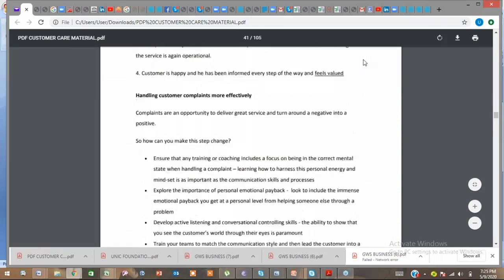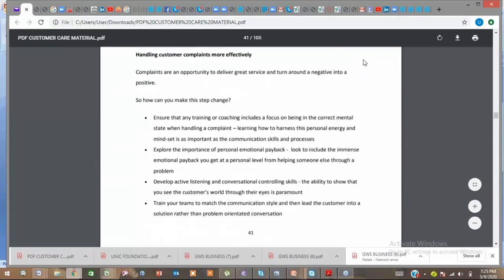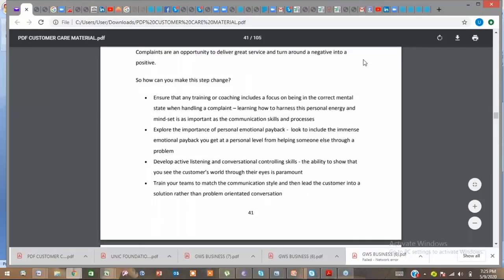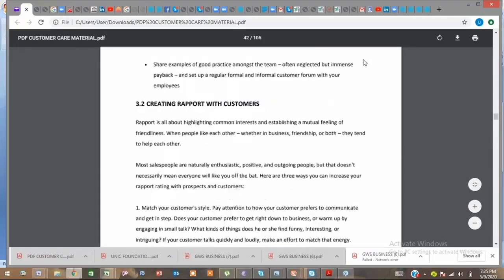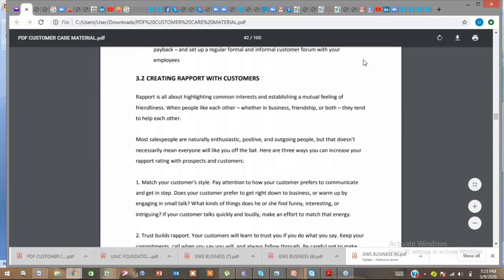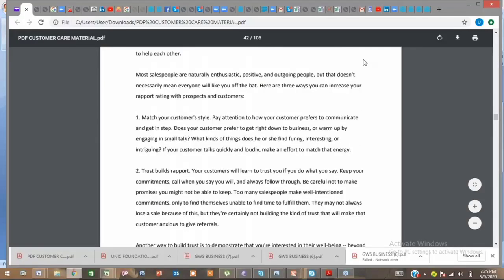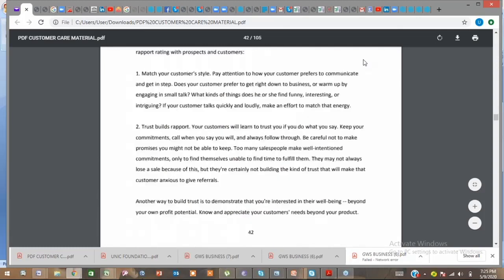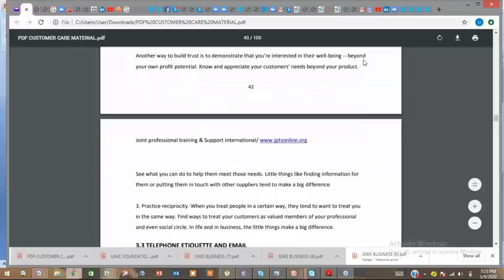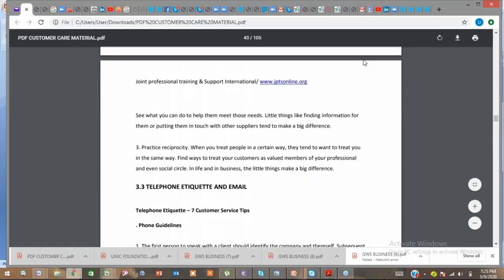Handling customer complaints more effectively. This we have also treated. Creating rapport with the customer. Let's look at the steps. Match your customer's style. Pay attention to how your customer prefers to communicate and do the same. Understand creating rapport, build trust and rapport. Very, very good. Practice reciprocity. When you treat people in certain ways, they tend to want to treat you in the same way.